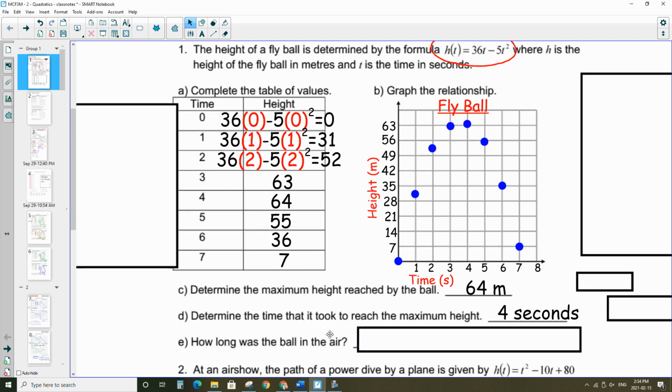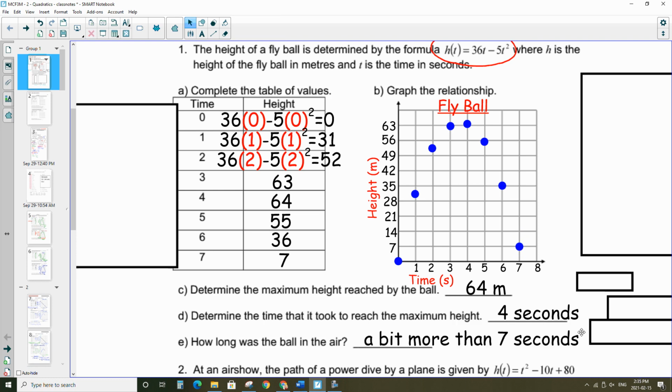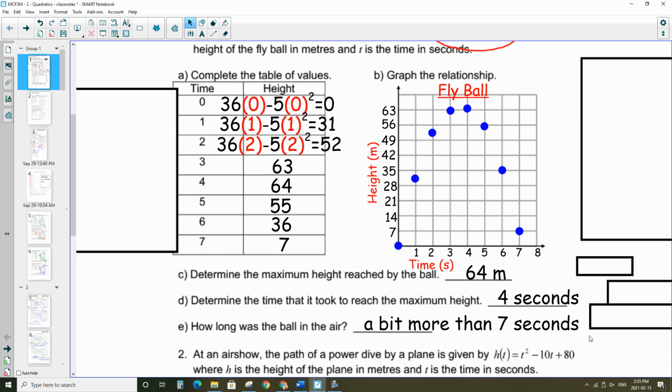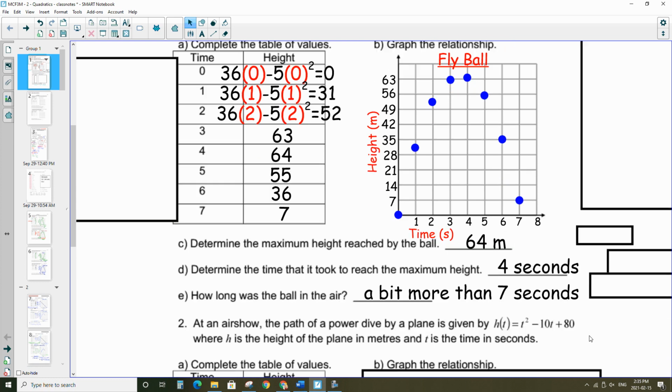How long was the ball in the air? So it started on the ground at time 0, it went up into the air, and then it came back down. Now at this point it's not quite on the ground, but we know it's going to continue, so it's going to be something past the 7 seconds. So I just said a bit more than 7 seconds. Okay, that's the first question.